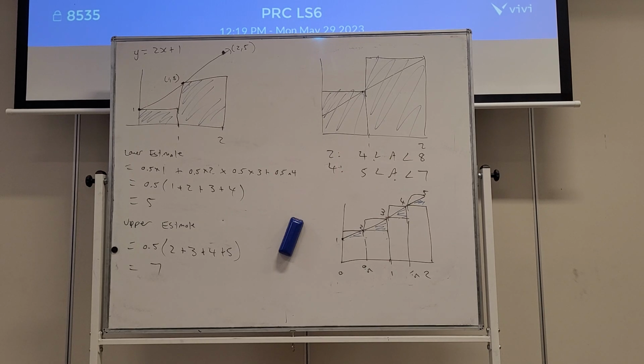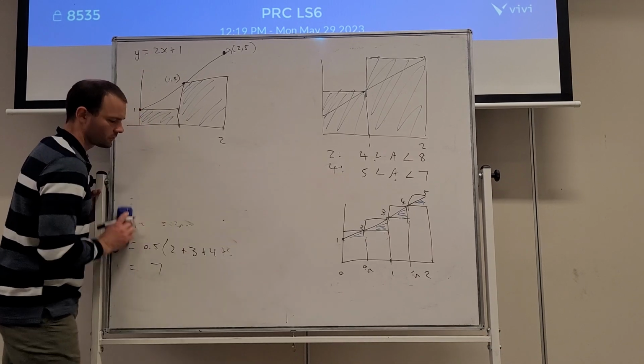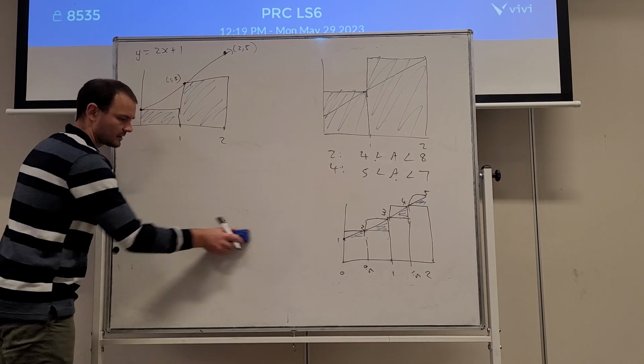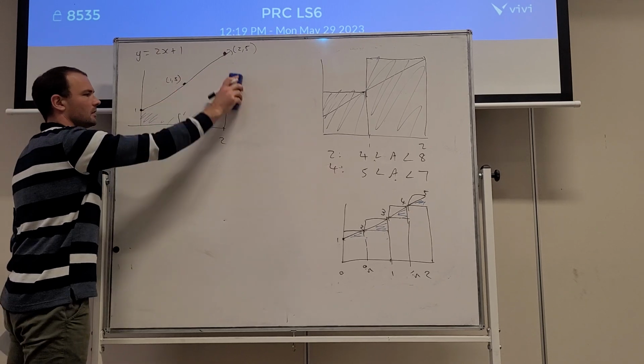Part F, find the actual area, find a solution using a geometric argument. So whenever it asks for a geometric argument, that just means using things you know about rectangles and triangles and circles. Sometimes we have equations of circles. What is this actual area?